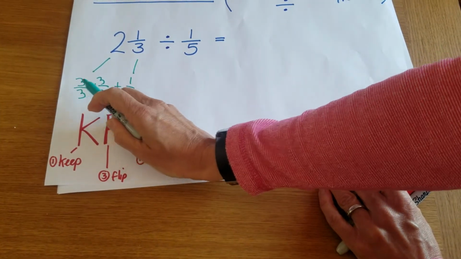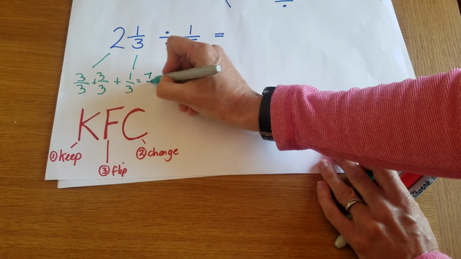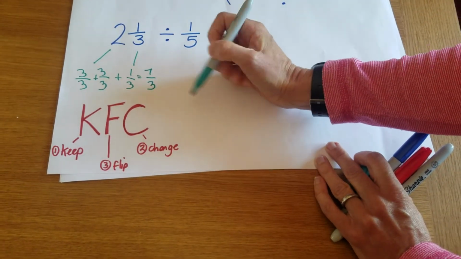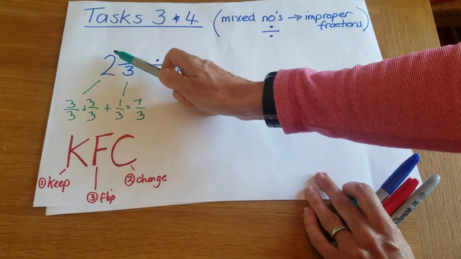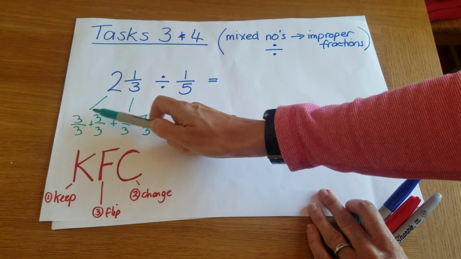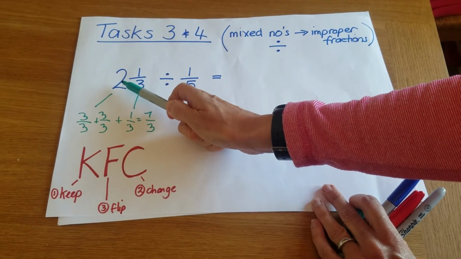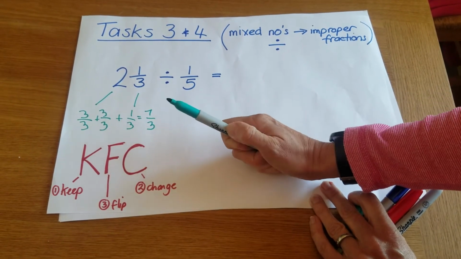So we've got 3 plus 3 plus 1, and we know that that gives us 7/3, because the denominator is thirds, and we have 7 of them. So just to double check how I've got this 2, we've got 3/3 and 3/3 together make 6/3, which is the same as 2, plus the third in the question gives us 7/3.